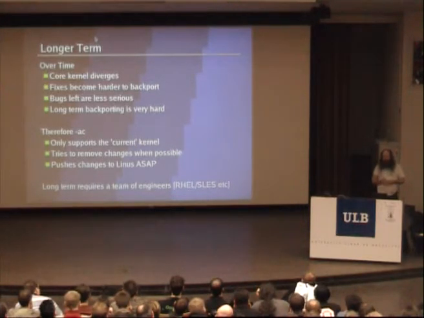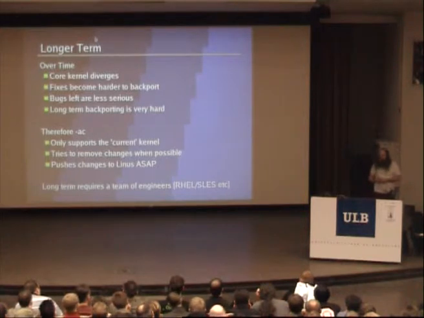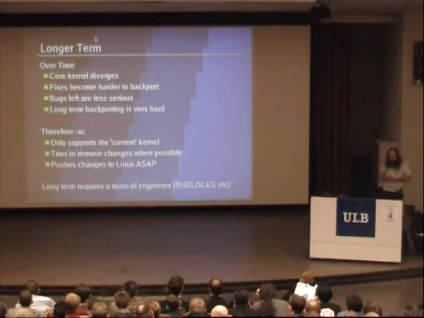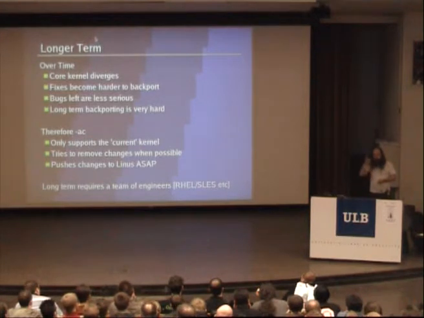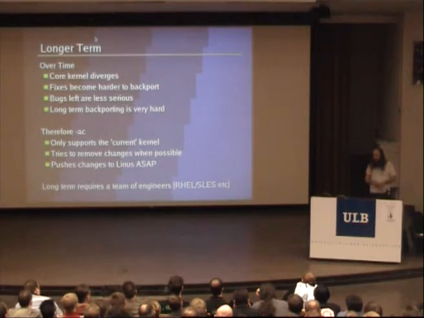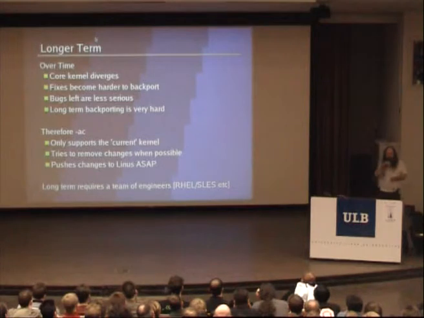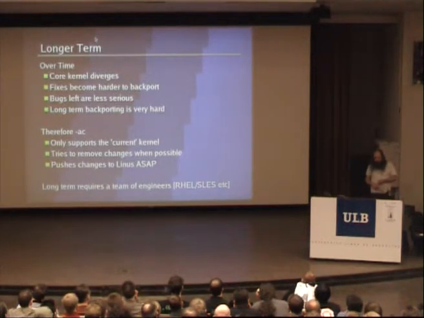If you keep going on trying to backport stuff for a very long time, like more than one release, it gets really, really hard. And you start to need teams of engineers, big test environments, simulation setups, and all sorts of fancy stuff. So for the AC kernel, as soon as Linux produces a new kernel, I start working on that and drop support for the old one. It's just too hard to keep 2.6.9 going for three or four kernel releases.